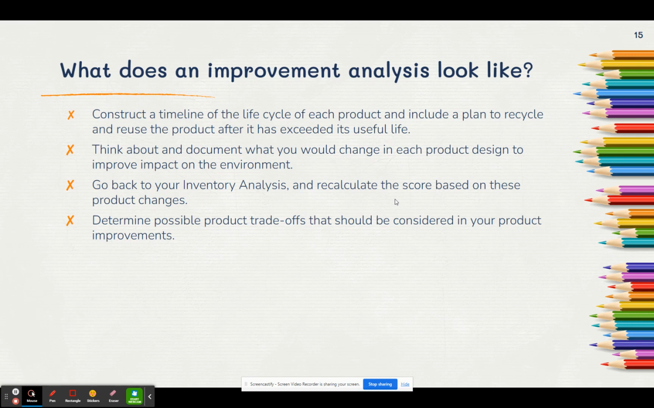Then we have to think about and document what you would change in each product design to improve impact on the environment. Then we go back to the inventory analysis and we recalculate the score based on the changes that we proposed. Then, after we've got that new score, we determine possible trade-offs that should be considered in our product improvements. So if we change the material, does it make it more expensive? Does it make it harder to manufacture? Those kinds of things.